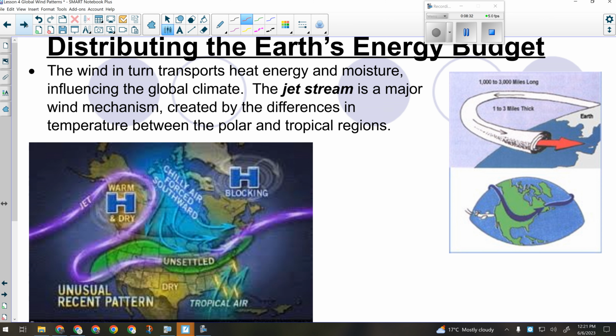If there wasn't a jet stream, we'd have the same weather all the time. But the fact that the jet stream moves around results in it being able to move large masses of air from one place to another, which is going to cause changes in weather for us. So the jet stream, like I said, is a major wind mechanism, and it's created by differences in temperature in polar and tropical regions, and it is up in the stratosphere.